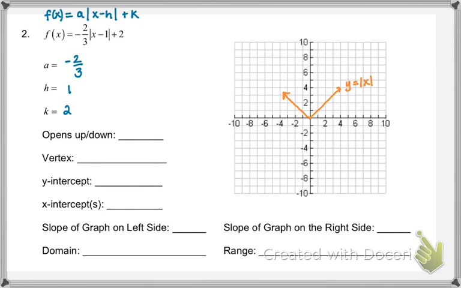My vertex, which was originally at (0, 0), now moves to the right one space and up 2 spaces. And it is right here. Okay, so this point moved to the right 1 and up 2, and now it's right here. So my vertex is now at (1, 2).